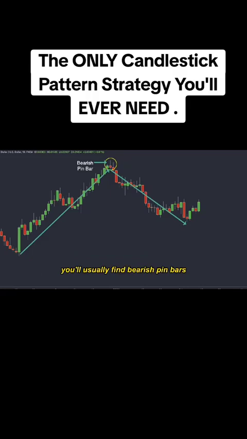You'll usually find bearish pin bars at the end of an uptrend, indicating a possible downward reversal. It's like the market is saying, that's as high as we're going for now. Pin bars don't behave the same in every market condition, so understanding how they act in trending versus ranging markets is key to using them effectively.